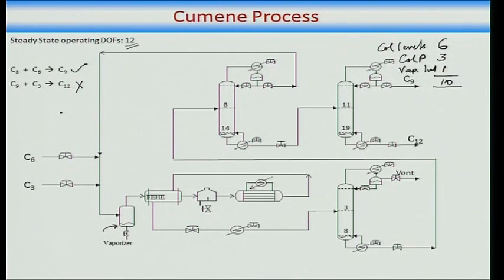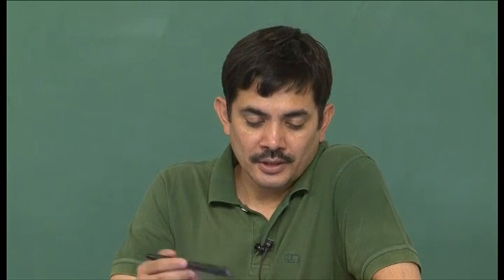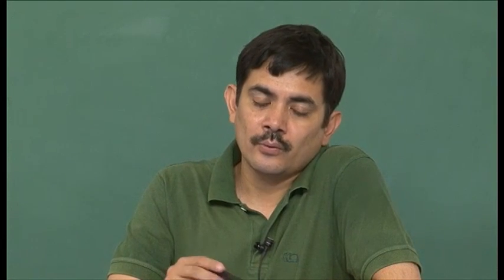So, I would like to ensure that my process is operated in a manner such that C9 is maximized and C12 is as small as possible, because C12 cannot be sold. Any C12 will consume reactants, but I do not fetch any money for it. On the other hand, any C9 that I produce will fetch me a lot of money. Okay.